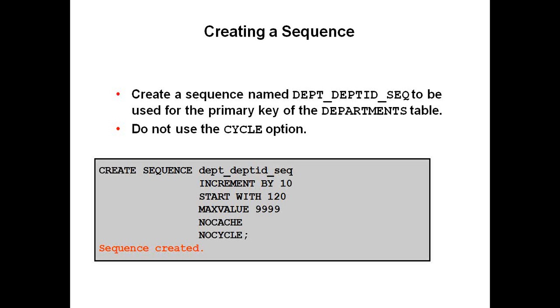And no cycle means that once the max value is reached, like you got 9910, then if you specify cycle, what happens is after 9990 it will start again with 120 and 130, etc. So that is the main thing over there. So cache means it is going to store in the memory, and cycle means it is going to start again from scratch.